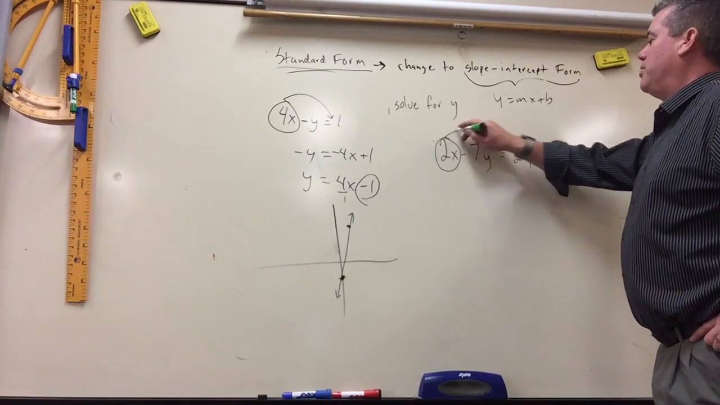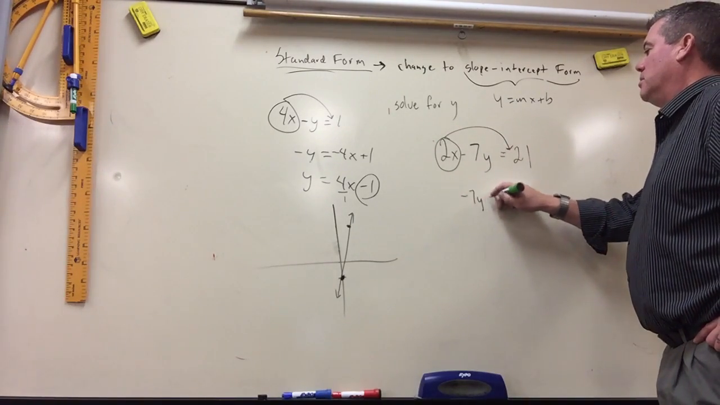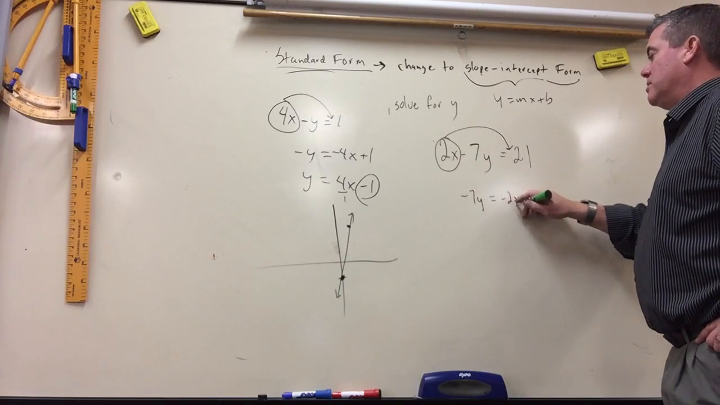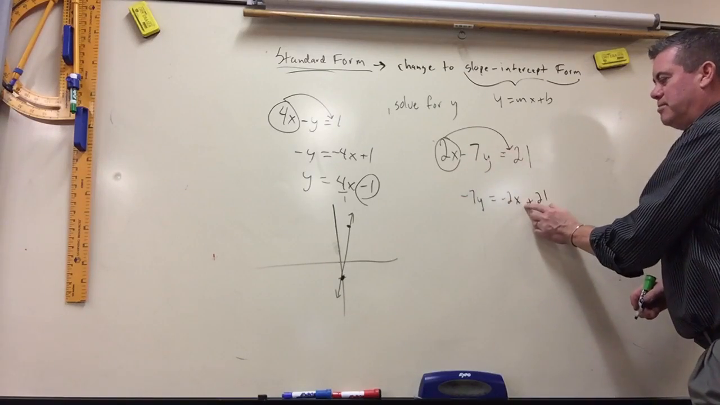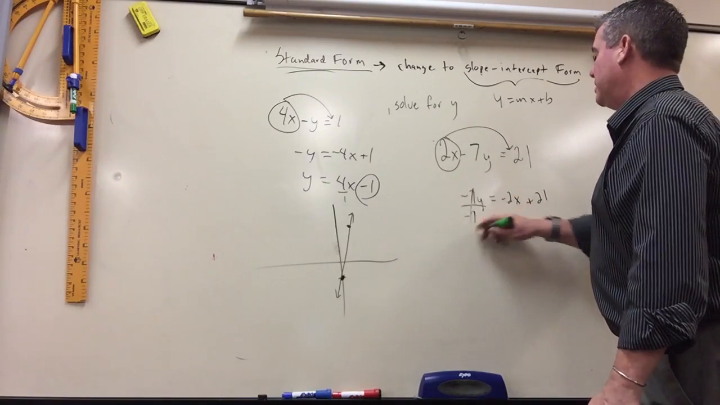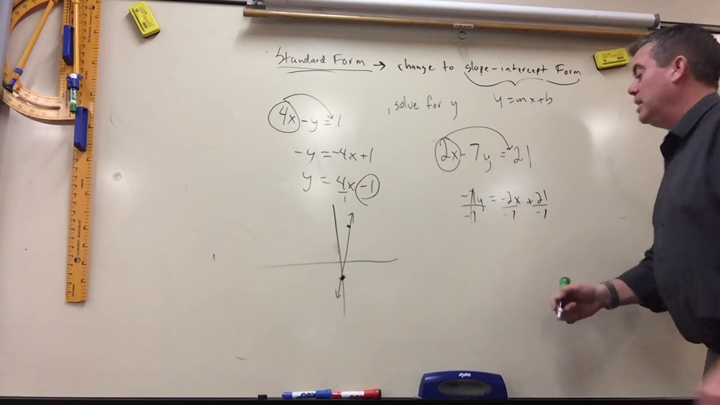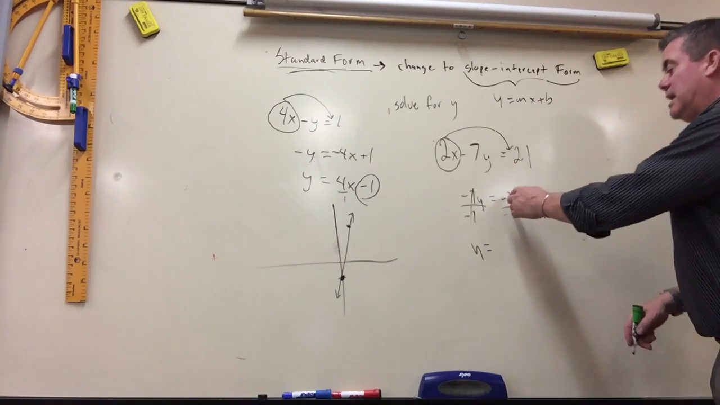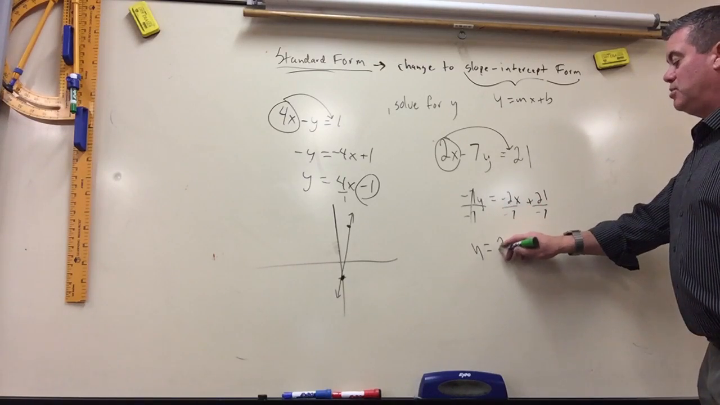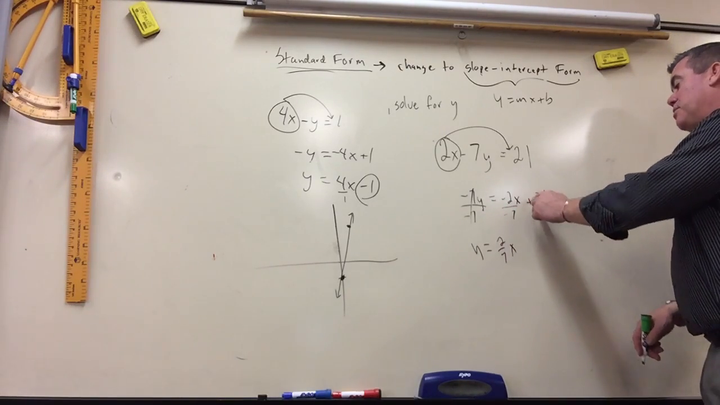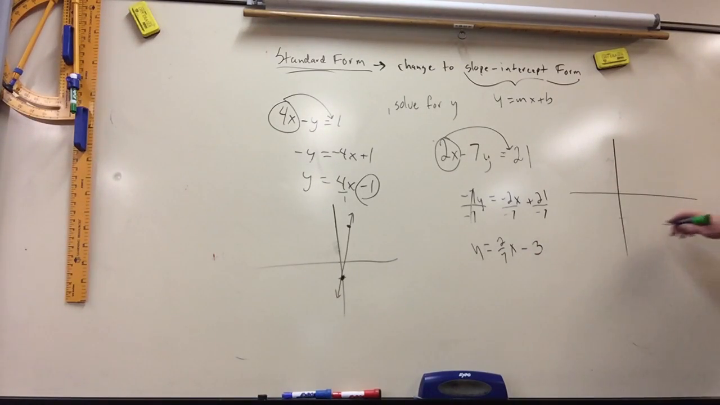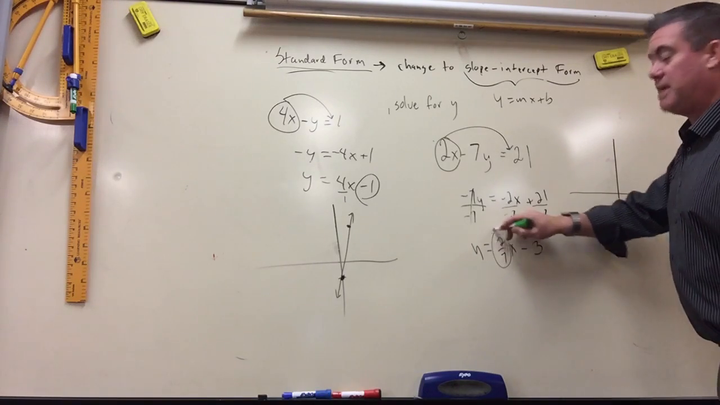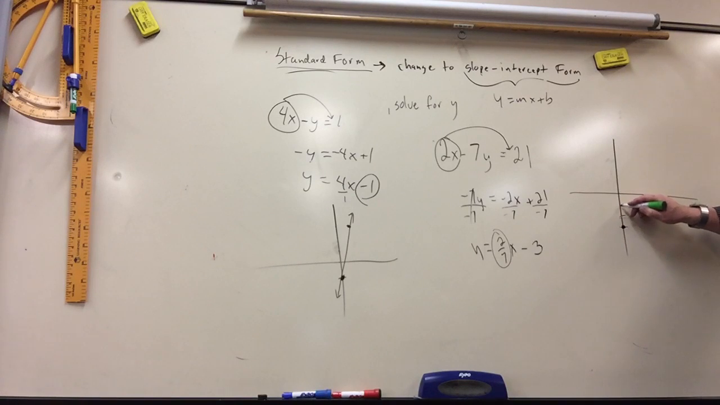So here I got to move the 2x over. It would change to negative 2x plus 21. These don't change signs because I didn't move them. Then you divide by negative 7. So you'd have y equals negative over negative is positive 2/7 x. Positive over negative is negative 3. So that crosses at negative 3 with a slope of 2/7. So I rise 2, run 7.